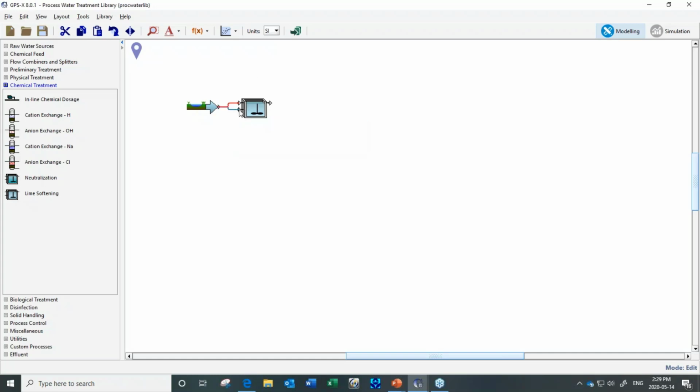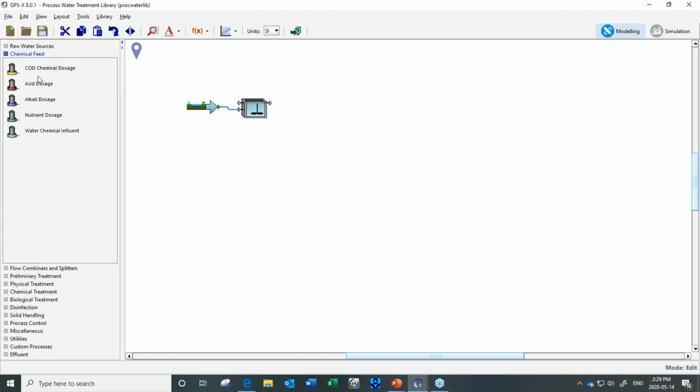So what you will do is go to the chemical feed, select one of the alkali dosing compounds, and connect it. So this is the way you are going to build a layout by drag and drop and making the right connections to get to your layout.